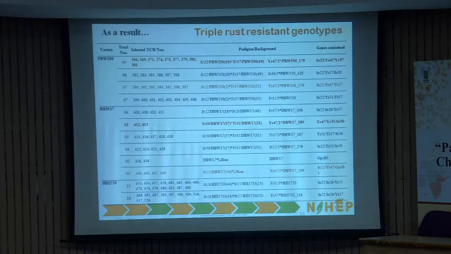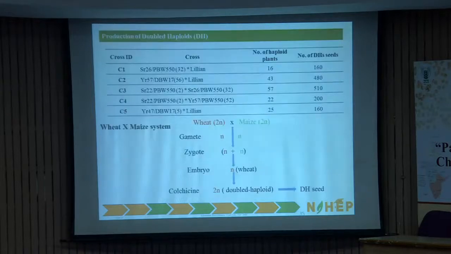And that triple cross, we grew hundreds of those triple F1s, and we selected for SR22, YR47, YR57. The plants which have all these three genes were selected. Those will be grown in progenies, and next time you multiply the seed and keep on processing that generation by generation in the plot. So take out the best line out of it.